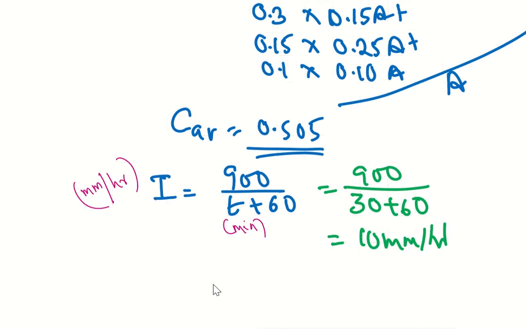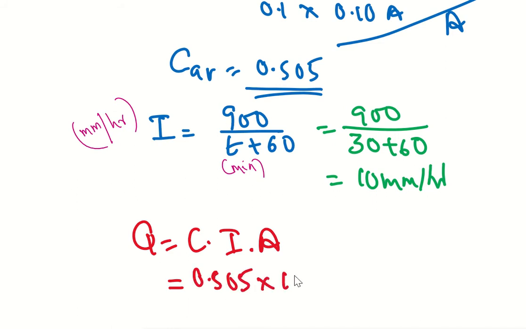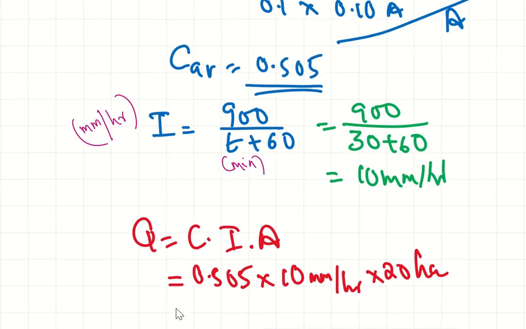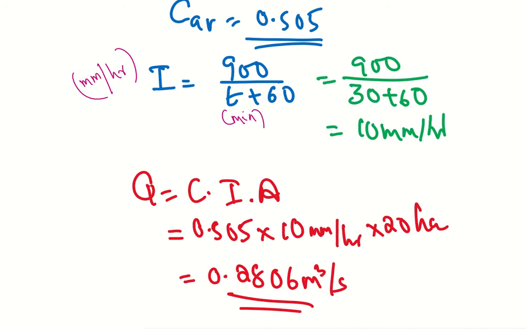So we have C average and I. Now what do we find? The final answer Q. Q will be equal to C into I into A. Substituting, C is 0.505, into I is 10 mm per hour, into 20 hectare. Making the units the same and solving, the answer will be equal to 0.2806 meter cube per second. So this is the final answer for the first question.